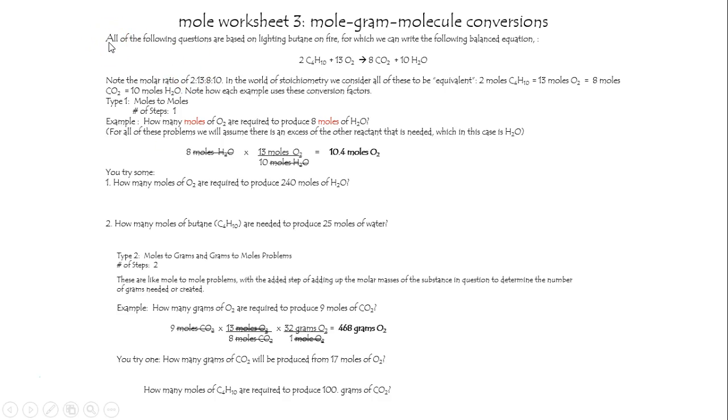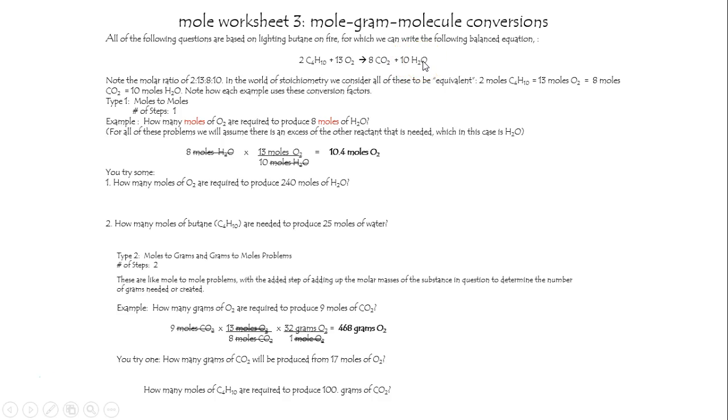All of the following questions are based on lighting butane on fire. That's C4H10, for which we can write the following balanced chemical equation. 2 molecules of C4H10 will react with 13 molecules of oxygen. It would make 8 molecules of carbon dioxide and 10 molecules of water.